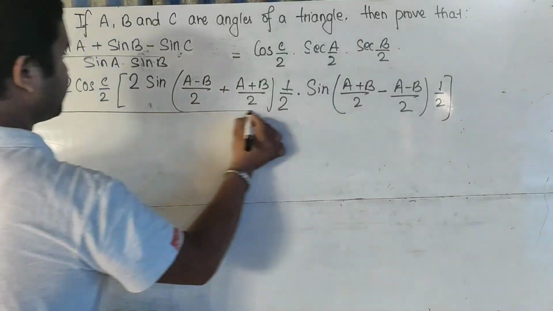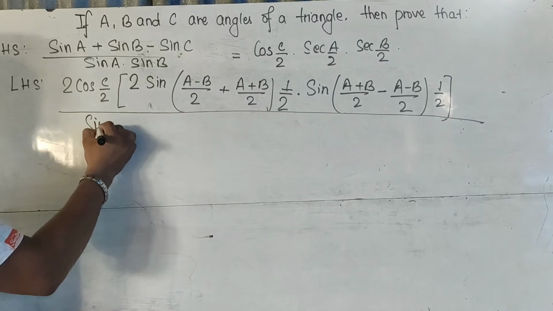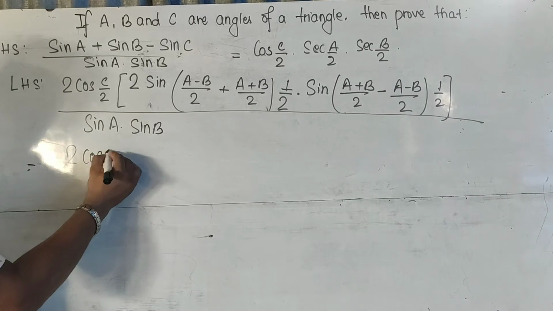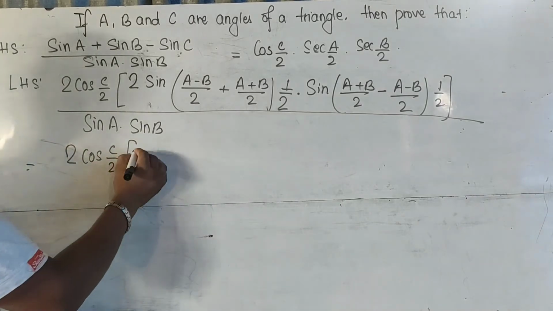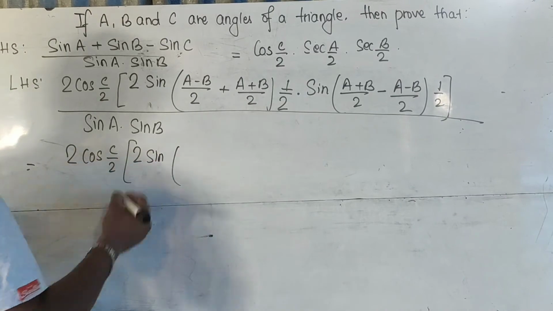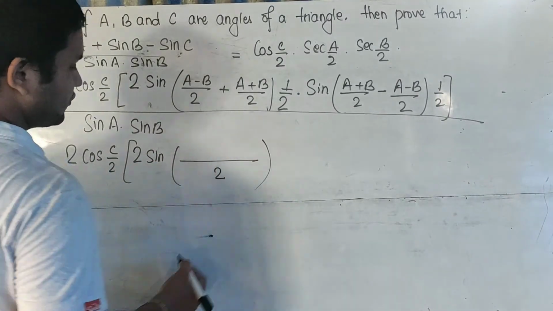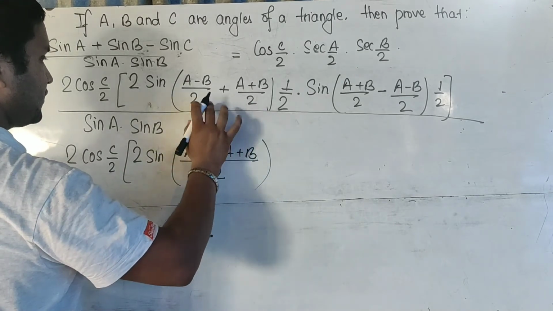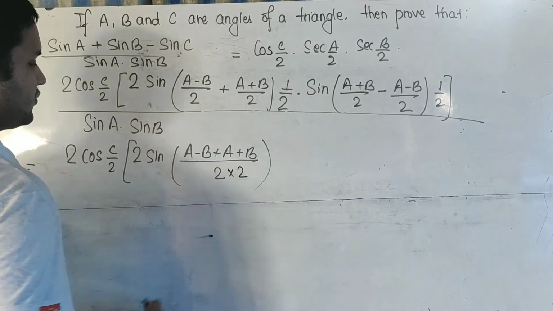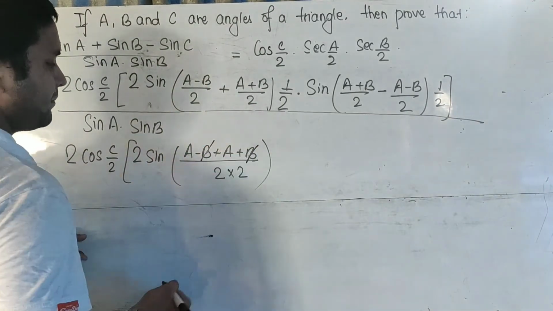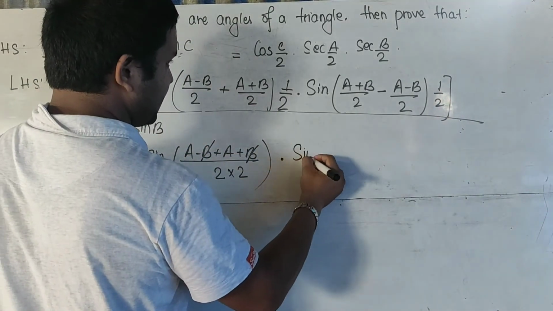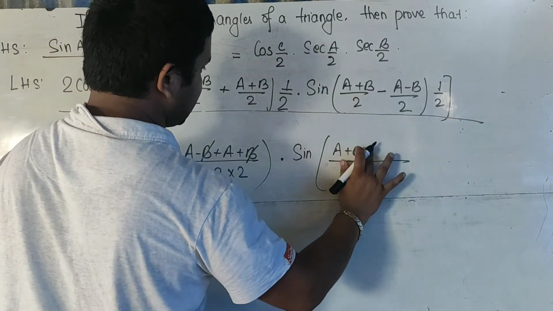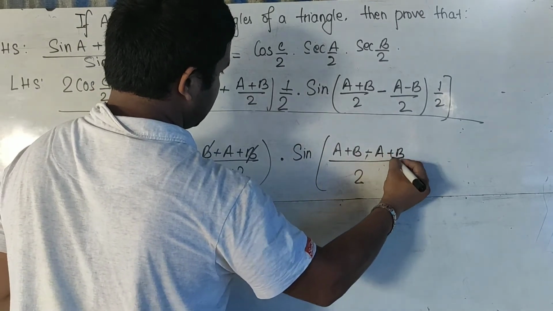You also have sin A dot sin B in the denominator. Now you have 2 cos C/2 the same, times 2 sin. Now you can solve it. You can take 2 common, LCM. You have A minus B plus A plus B, and then this LCM 2 and this 2 you can put together. Now you can cancel this plus B and minus B. When you take LCM, you have 2A plus B. Now because of this minus, the sign gets changed, so you have minus (A plus B) into 2.